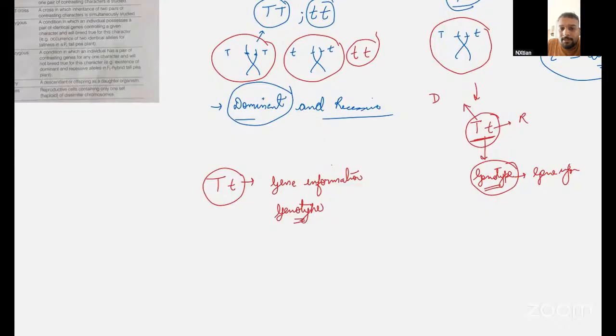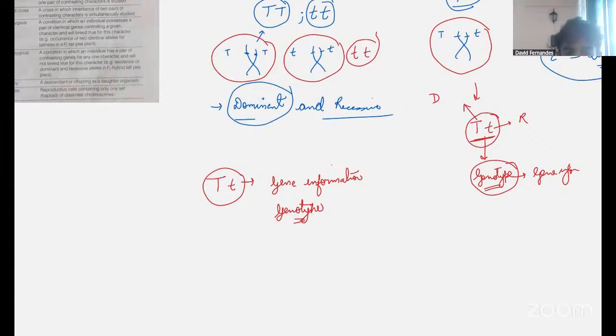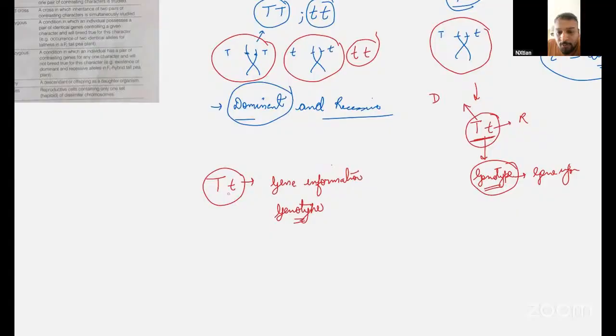Now how will the person look? David, will the person look tall or short? Like capital T, small t is there. Capital T will show the dominance. So what are you saying? Tall. Yeah, he will be tall. He will be tall in height.